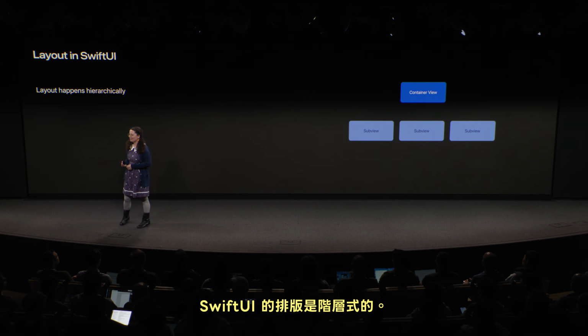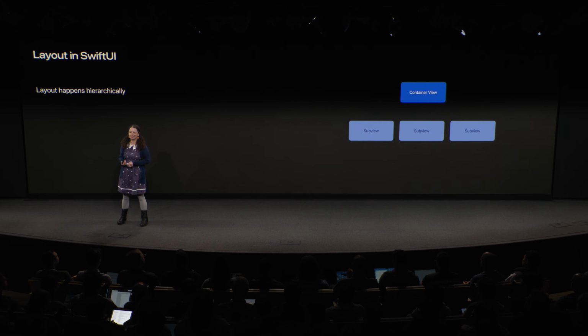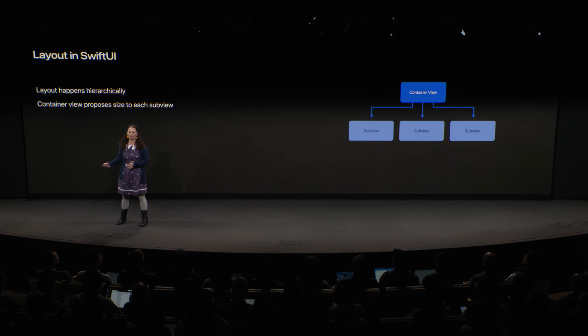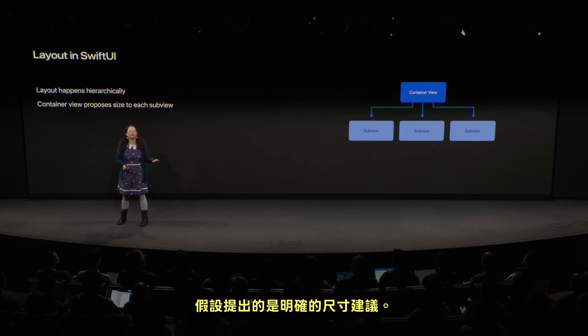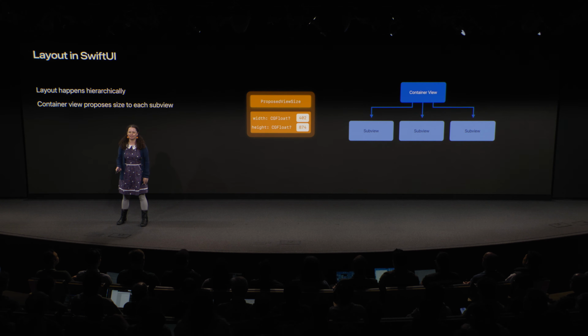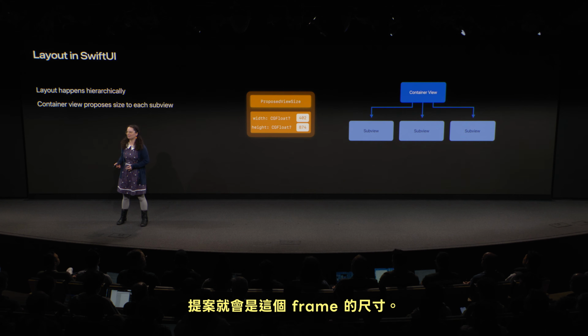Layout in SwiftUI happens hierarchically. A container view proposes a size to each of its subviews. Suppose the proposed size is specific. For example, this orange box shows what a proposal could look like. If the container view is the root view of an app, the proposal is the device size. Or if you apply a frame modifier, the proposal is the size of the frame.